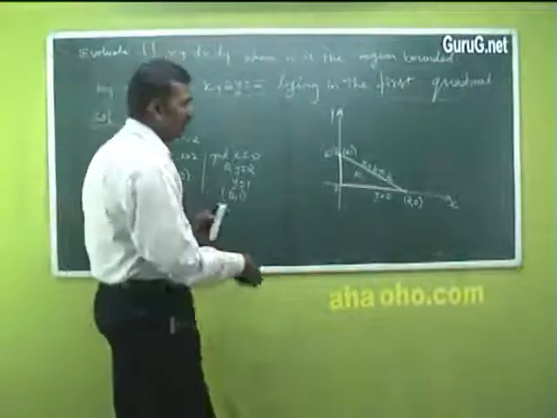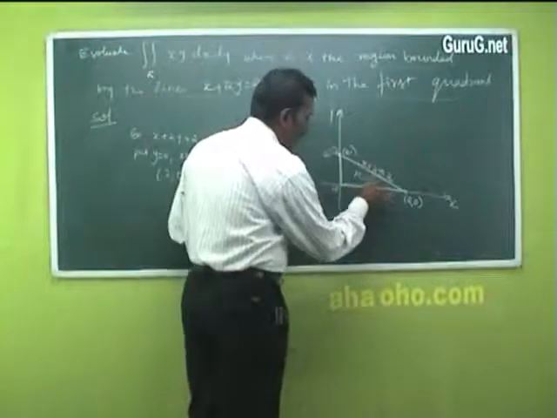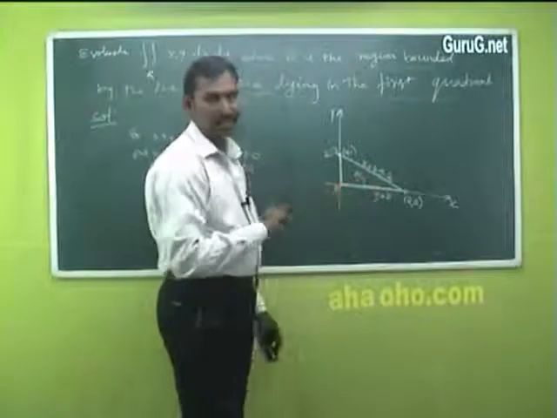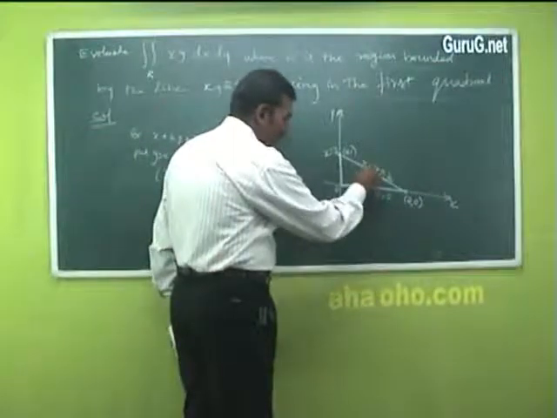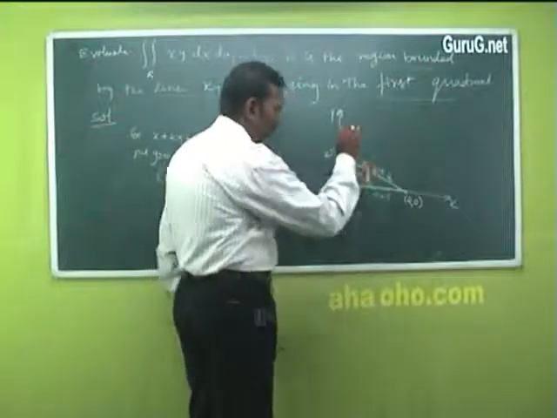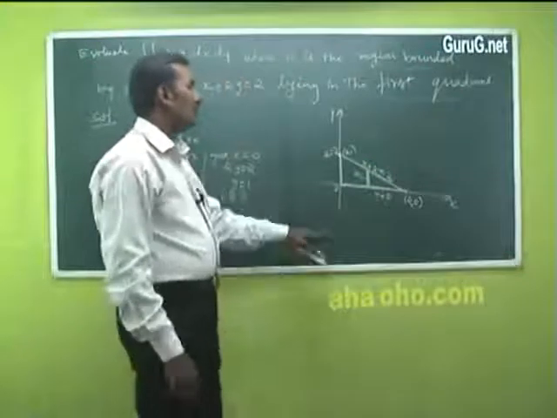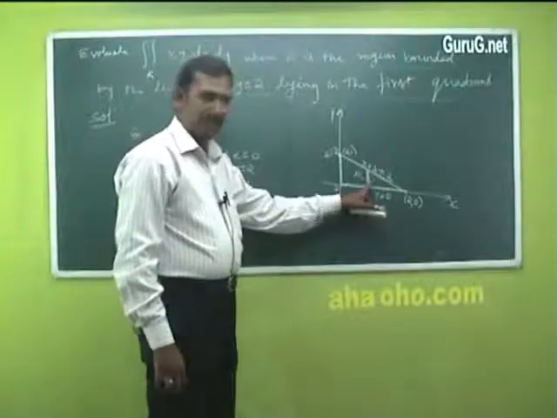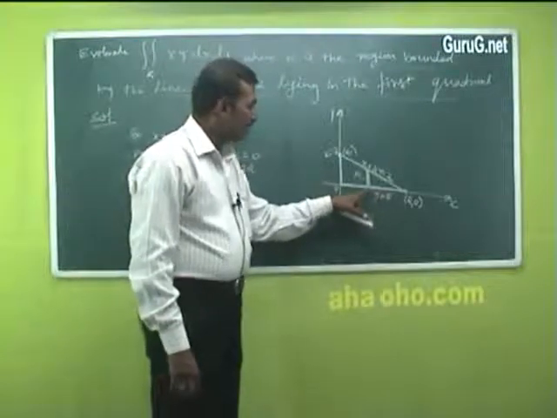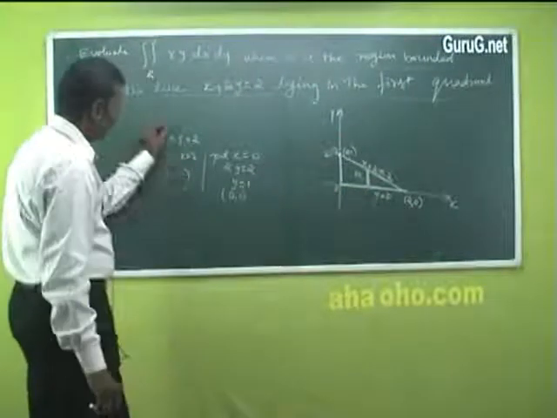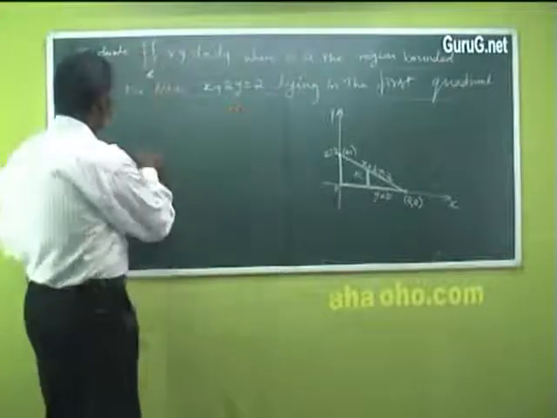Now, within this region, either you draw a vertical line or a horizontal line. Now I will draw a vertical line. If you draw a vertical line, then the y limits are variable and x limits are constant. Remember that. Now I have to write the limits. See how I write them. So limits.